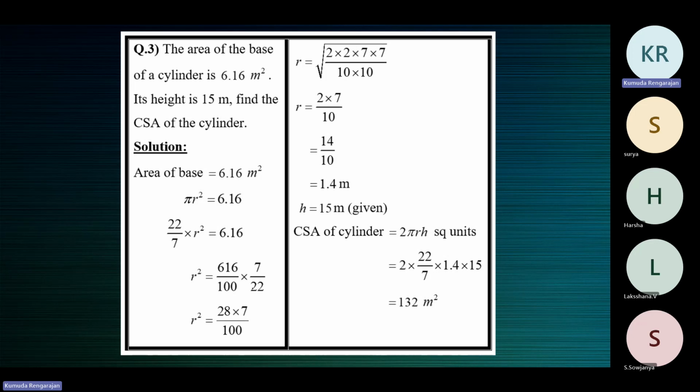So 22, this will be how many times? 11 twos are 22, and 11 fives are 55. 6 remains, 11 sixes are 66, so 2 ones are 2, 28 times. You can further simplify. What is this? 4 sevens are 28, and 4 25s are 100. I think I have to correct this slide.